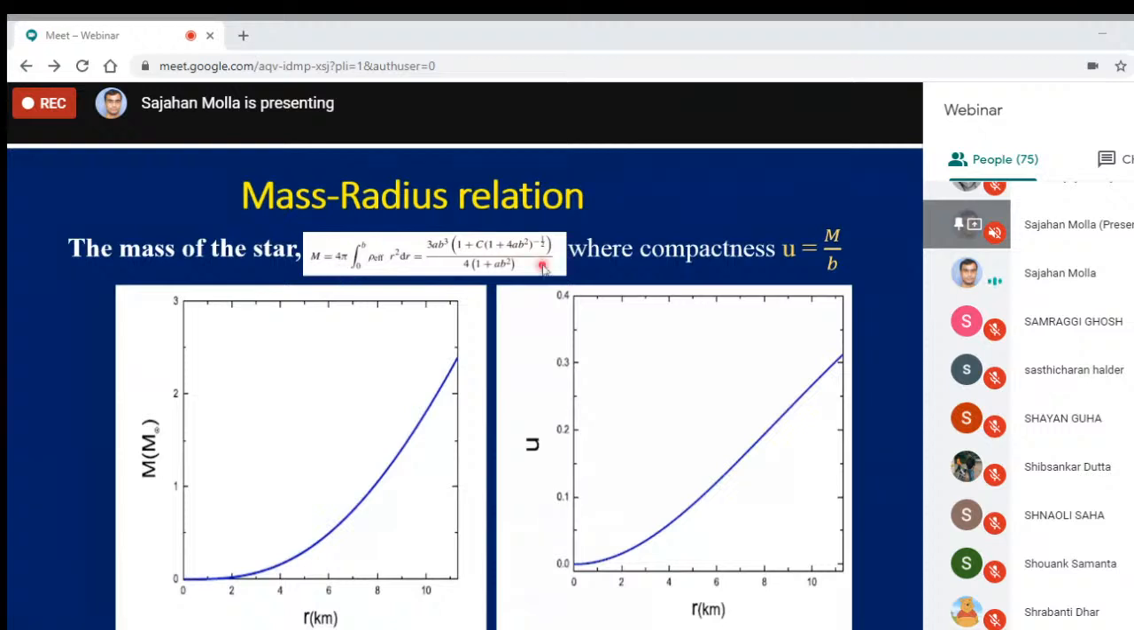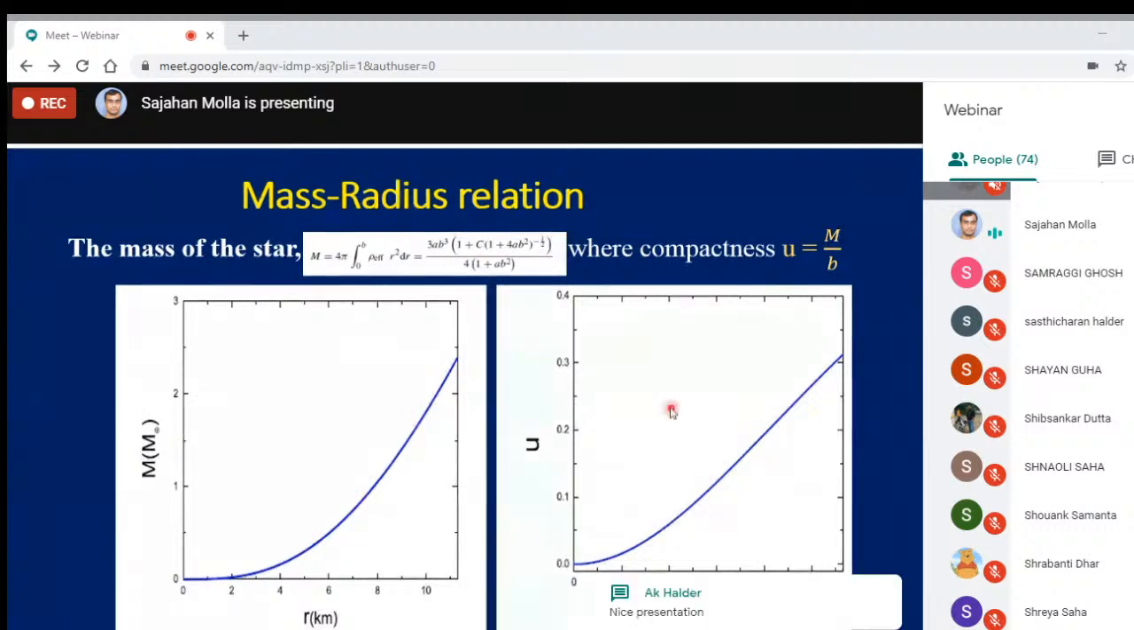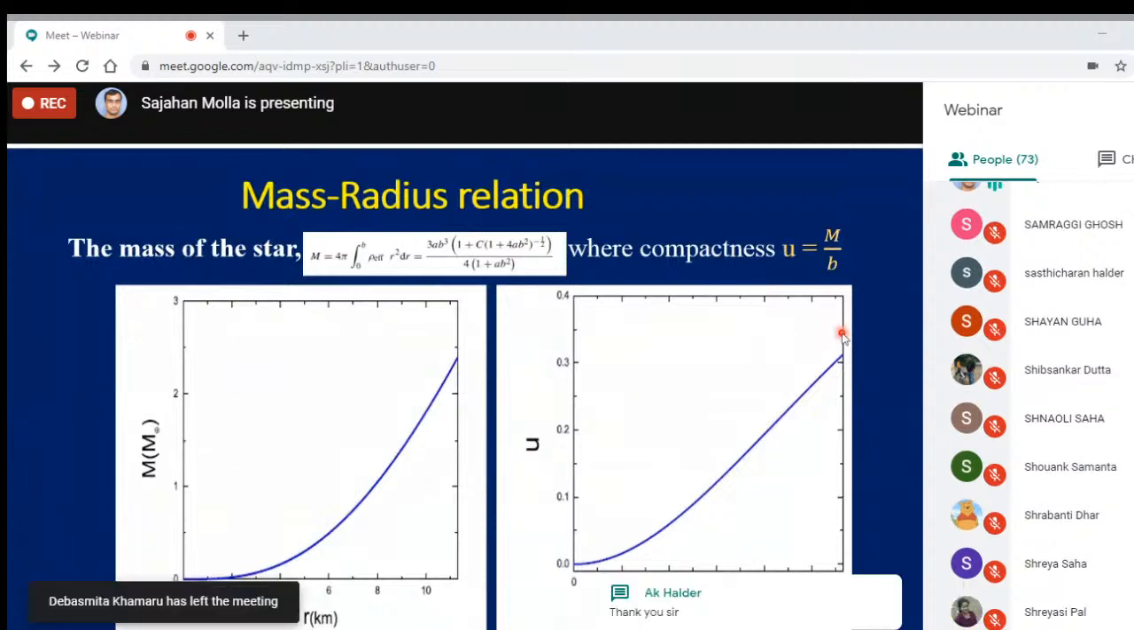When all the metric parameters are put in this equation, we get the mass function graph here. We have also calculated the compactness u equal to m by R, mass by radius, and we are plotting it here. We have seen that the compactness value at the boundary is less than 0.35. That means this model also satisfies the Buchdahl condition, which requires it to be less than or equal to 4 by 9.